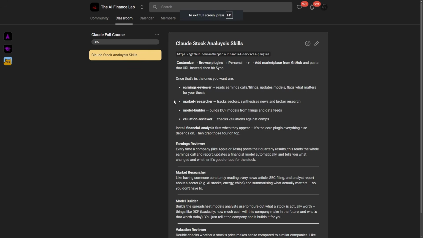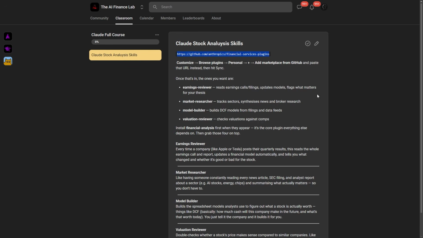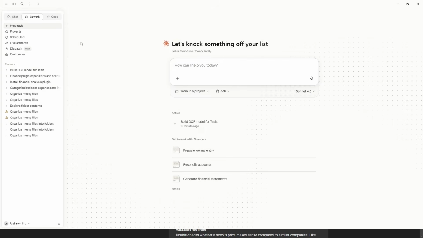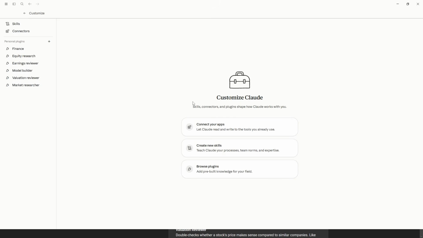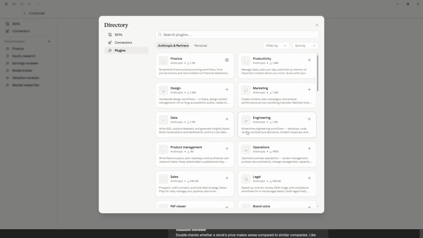So I saved this in my community, so I'm going to come over here and just click this link here. I don't know why Anthropic didn't put this link properly, but it was kind of confusing at first. So then what you want to do is go to customize plus here. So you click plus and then you click add from marketplace. Then you click paste here and then you just want to click sync. So it should sync and then it should pop up.